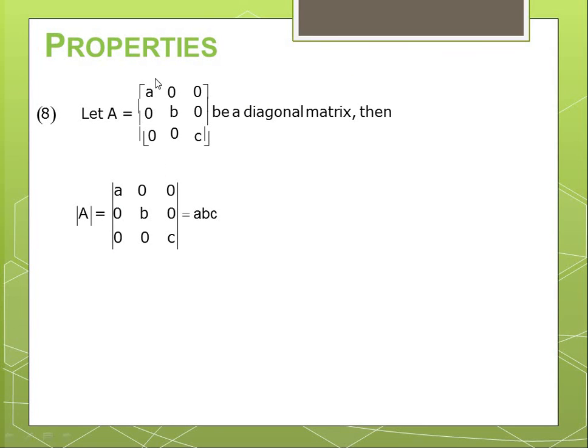Next, let A be a diagonal matrix. A diagonal matrix is a matrix in which only diagonal elements are present. Then the determinant of this matrix will be equal to what? It will be equal to the product of all diagonal elements. So these are the properties related to determinants. You need to learn all these properties in detail so as to solve the related problems.